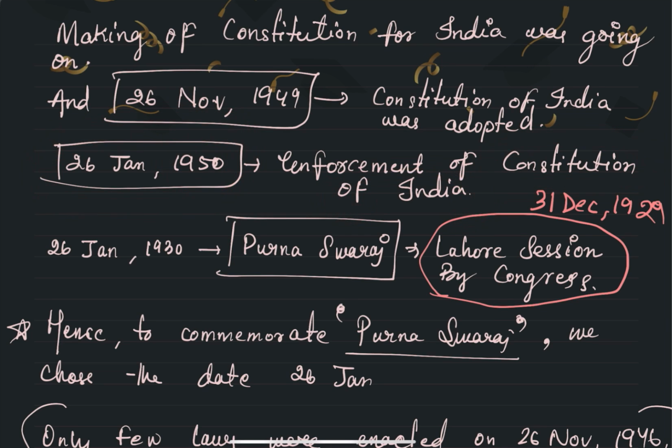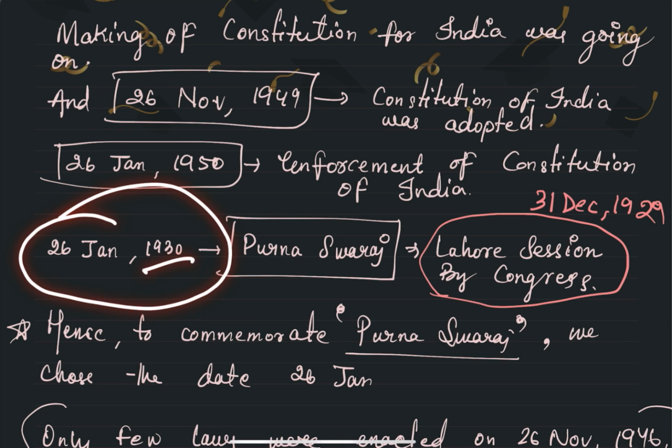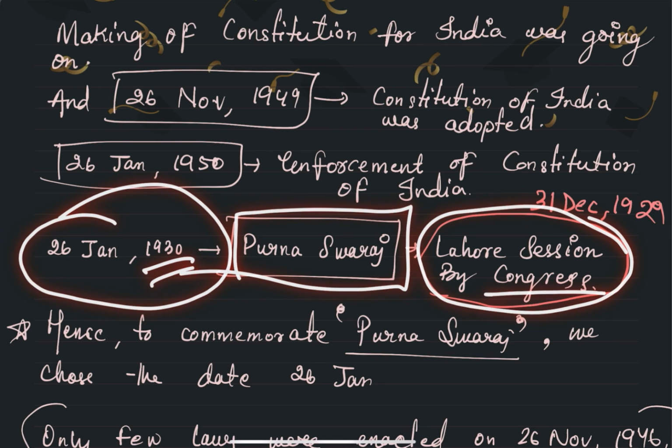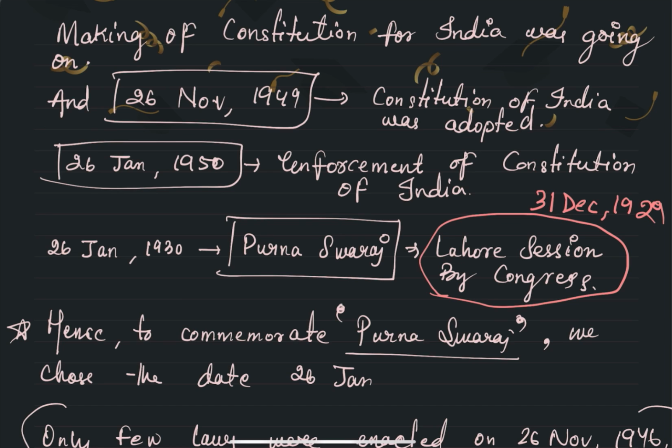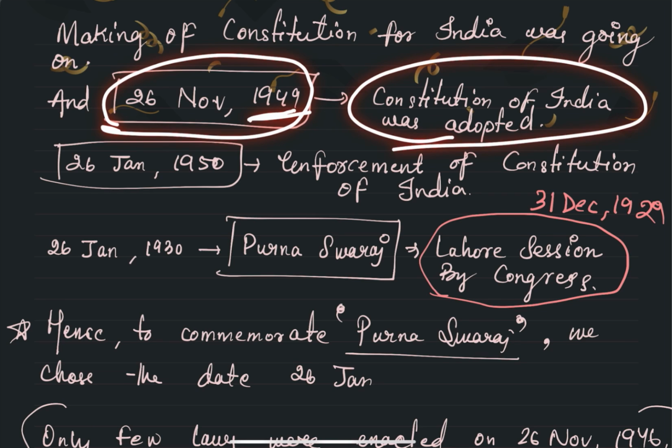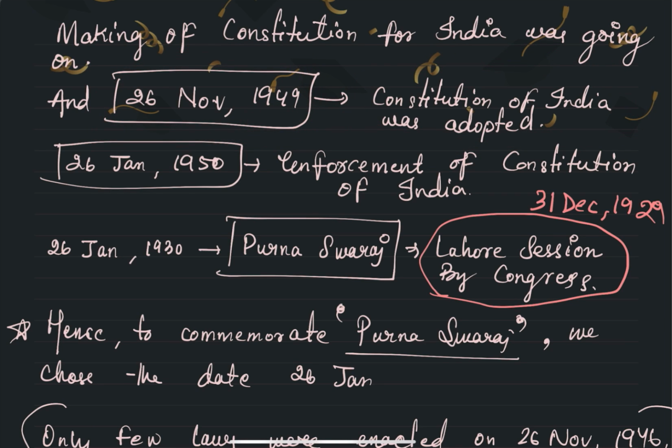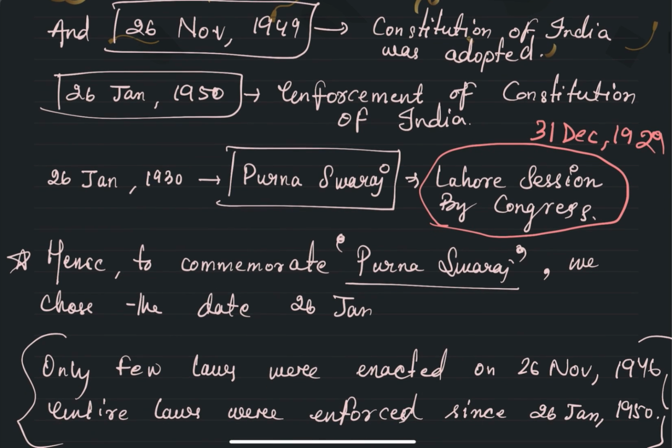Why is there a difference in the dates? Because on 26 January 1930, we had the Purna Swaraj movement in the Lahore session by Congress. Hence, to commemorate the Purna Swaraj, we chose the date of 26 January. Well, on 26 November 1949, when we adopted the Constitution of India, only a few laws were enacted. And after the enforcement on 26 January 1950, we implemented all the laws.